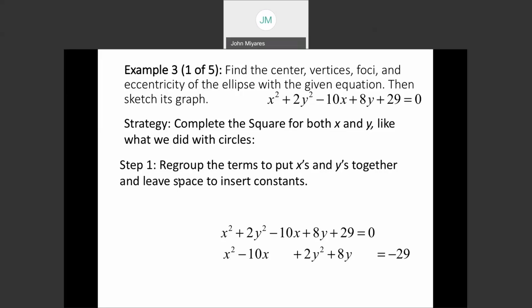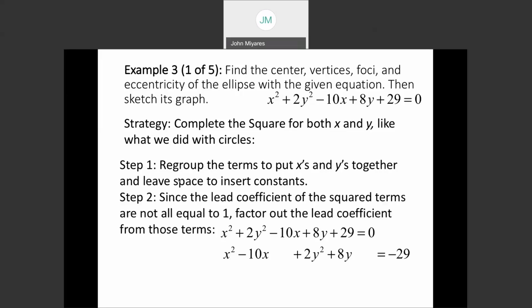Now, what makes this process different from dealing with circles is that the coefficients of the squared terms won't necessarily equal 1. So what we want to do is factor out the lead coefficients from those terms that are going to cause problems. Here, since the coefficient of y squared is 2, we'll factor out a 2 from the two y terms to now get 2 times the quantity y squared plus 4y inside the parentheses.